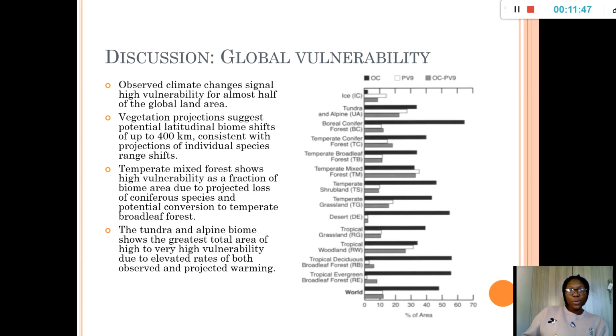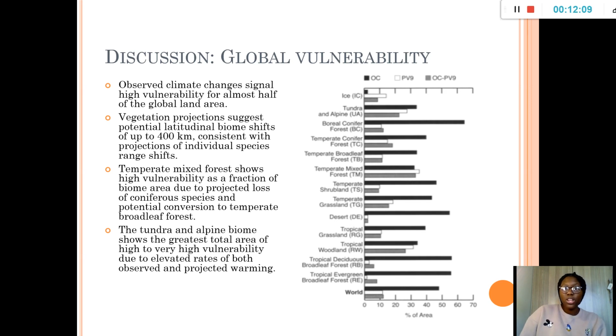For discussion, we have global vulnerability. So observed climate changes signal high vulnerability for almost half of the global land area. Vegetation projections suggest potential latitudinal biome shifts of up to 400 kilometers, consistent with projections of individual species range shifts.